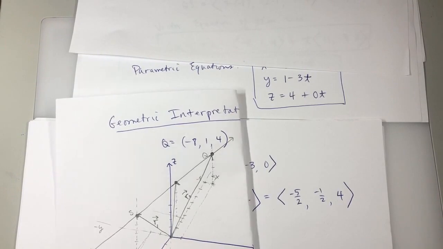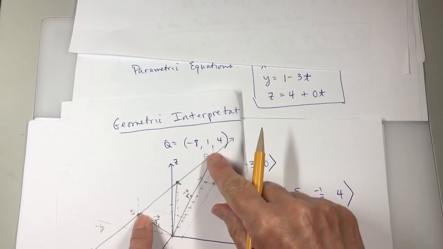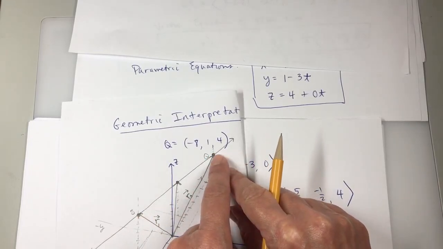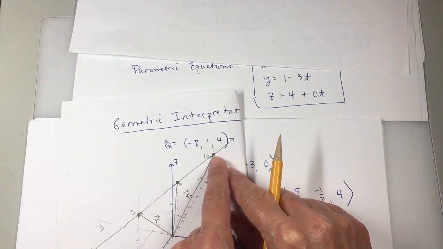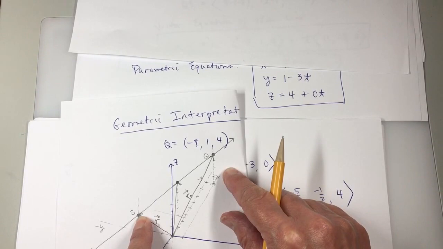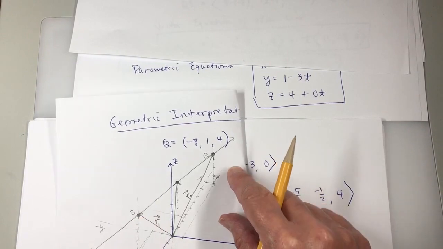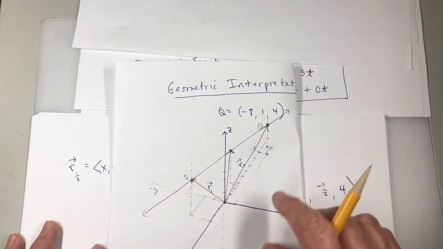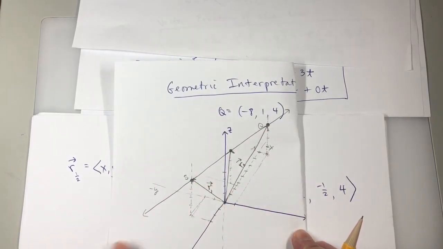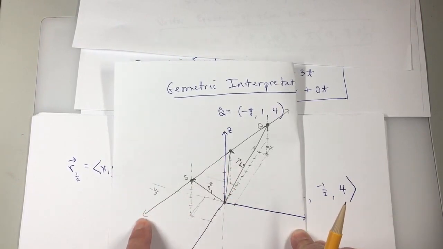Now I picked something between 0 and 1 because I wanted to stay between S and Q. As t takes on values from 0 to 1, my vector R, the terminal point's hitting all of these points on the line. If I picked t equals 2, where would it put me? Out this way. I'd be off on my page. That's why I didn't pick t equals 2. But it would hit a point further down here on the line.